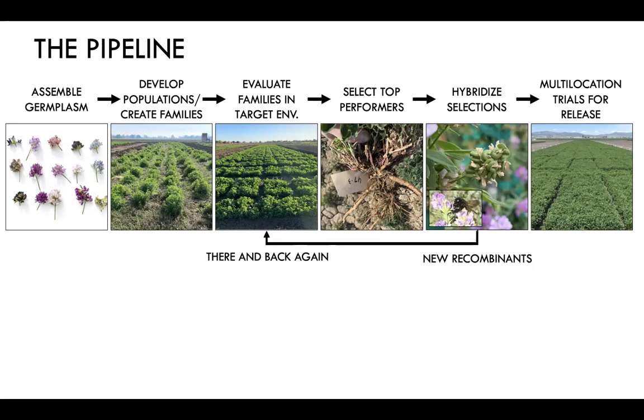Of course, once we do hybridization, we also generate new recombinants. So there's new variation there that we might want to look at, and we can run back into our evaluation nurseries. So there and back again: we developed something, it looked good, we recombined, and we're back to the beginning to go through again. And then we can continue to do this cycle and churn out new varieties at the other end.